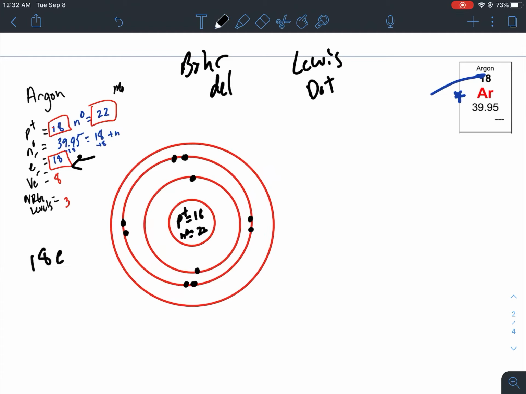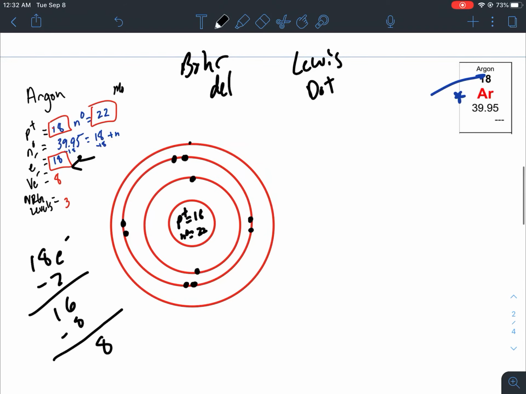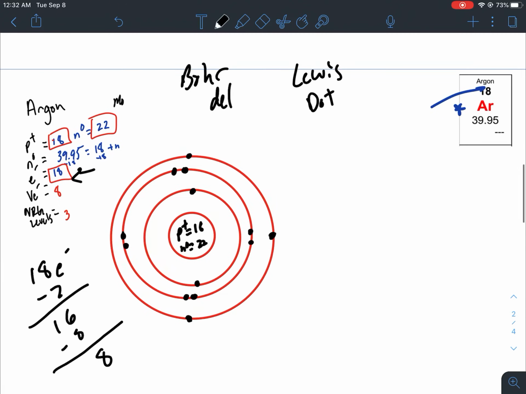So 18 electrons minus the 2 that we have in the first shell, we should have 16. Then we subtract 8, so we should be left with just 8 in that outer shell. So we can go 1, 2, 3, 4, 5, 6, 7, 8, and that should be good. That should be stable. So now we found this number on the periodic table, but we can also find it from this energy shell right there. The outermost energy shell will tell us the number of valence electrons.